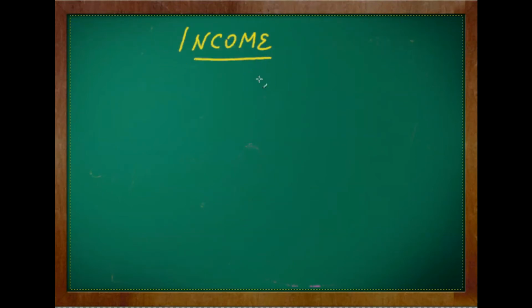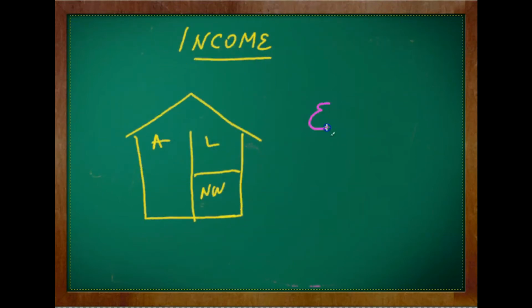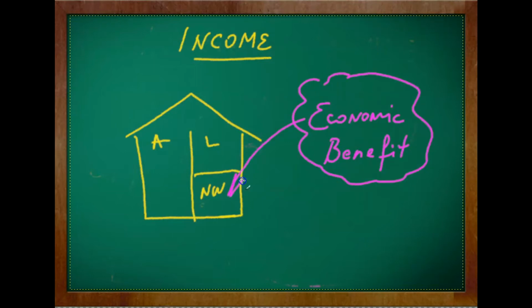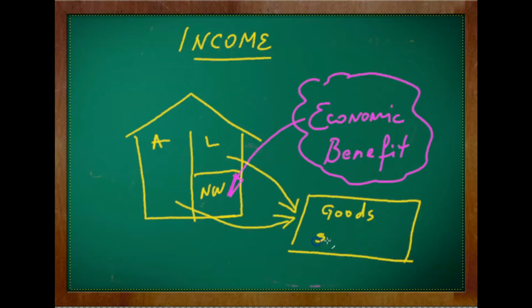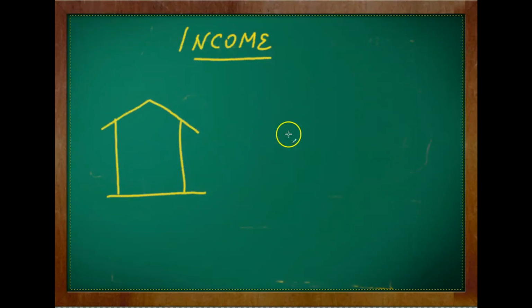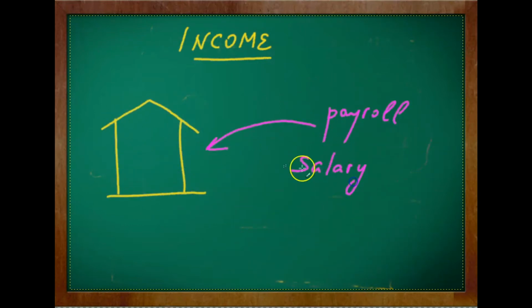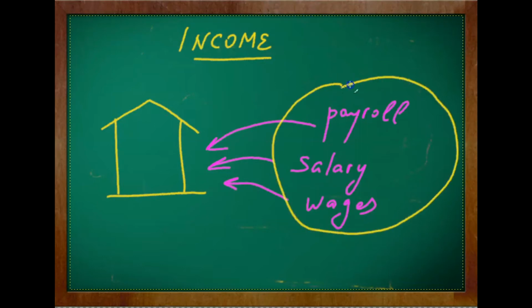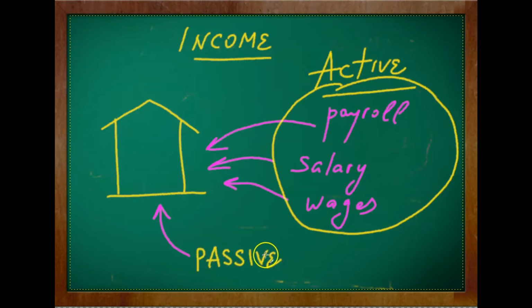We are going to define income as additional economic benefits that flow into your household in exchange for providing goods or services or through investing capital. For a household, the source of our income is payroll, salary and wages, or any other active income sources that require our direct involvement in the process of income generation. There is another type of income that doesn't need our direct involvement and thus is called passive income. We shall talk about active and passive types of income in more detail later in my lessons.